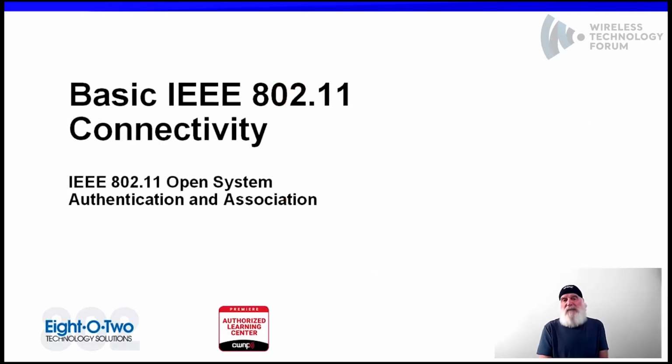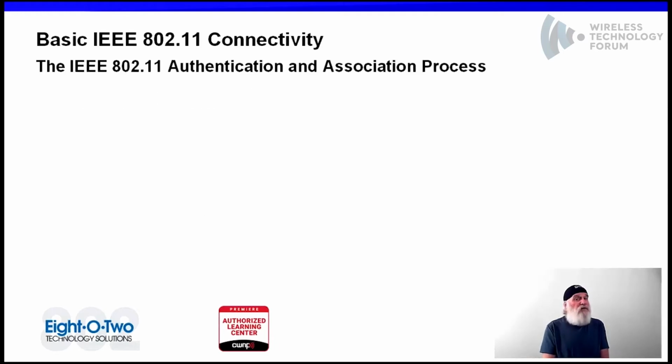Now we're going to take a look at the basic IEEE 802.11 connectivity. I want to show you the open system authentication and association process. This is a very important process in this technology. This happens every time you connect to an access point or transition from an access point to another. Every time you connect or transition, this process must be performed. It's broken down into a couple of different areas.